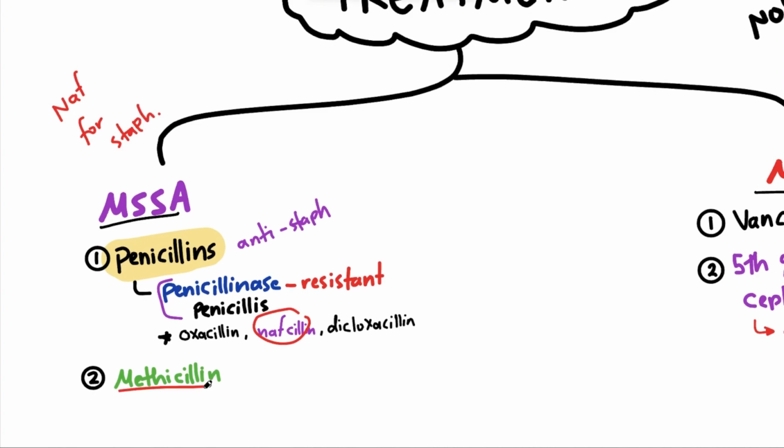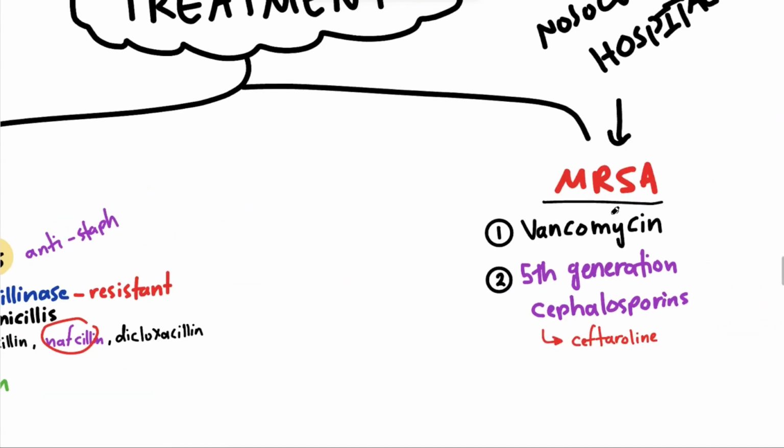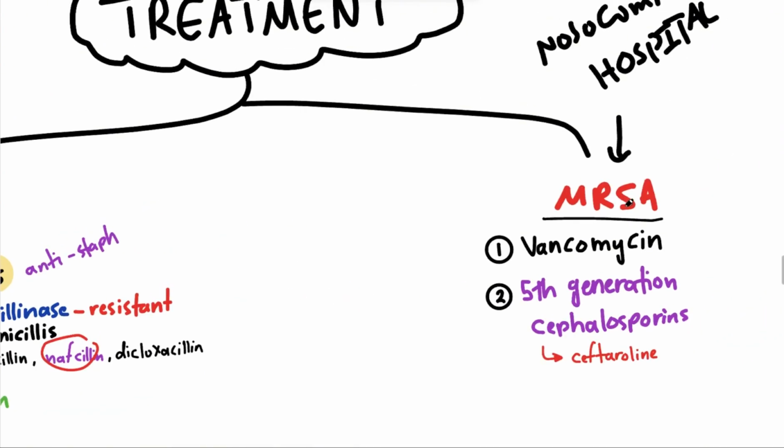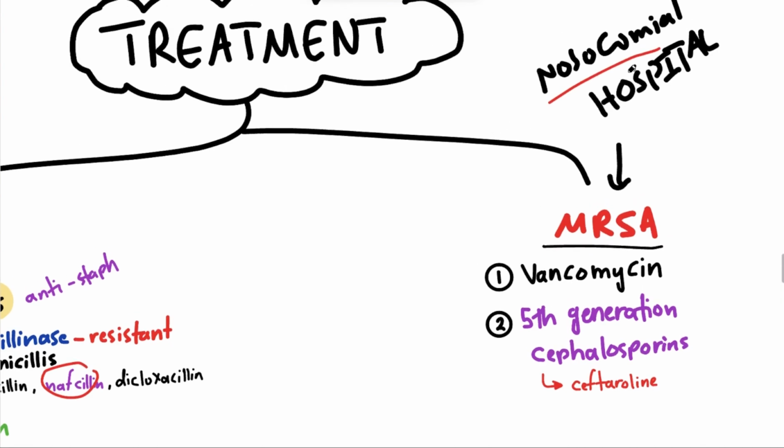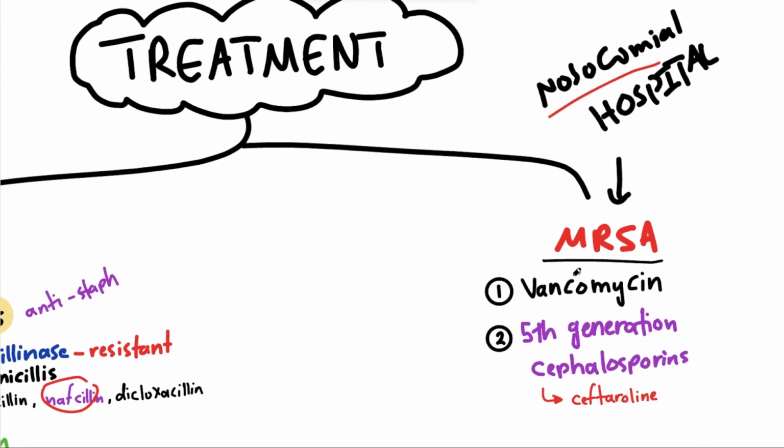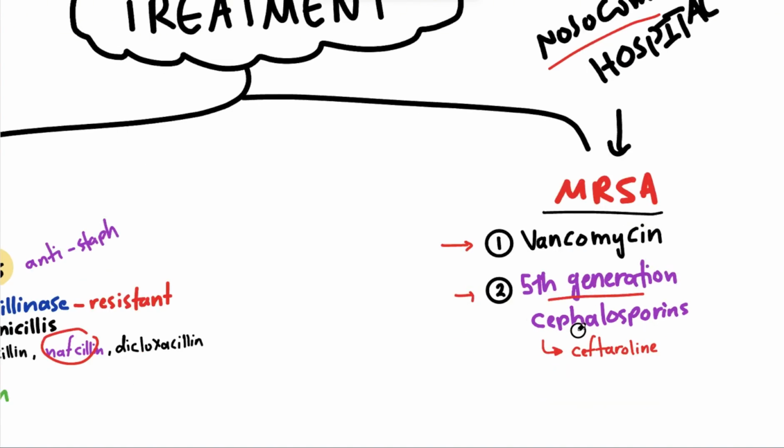Methicillin, this is where the name comes from. Methicillin sensitive Staph aureus and methicillin resistant Staph aureus. For this bug, we have very few drugs. That's why we have to use them wisely in only severely ill patients, again, as we've discussed in nosocomial infections. In this case, we can either use vancomycin or 5th generation cephalosporins, that is ceftaroline.